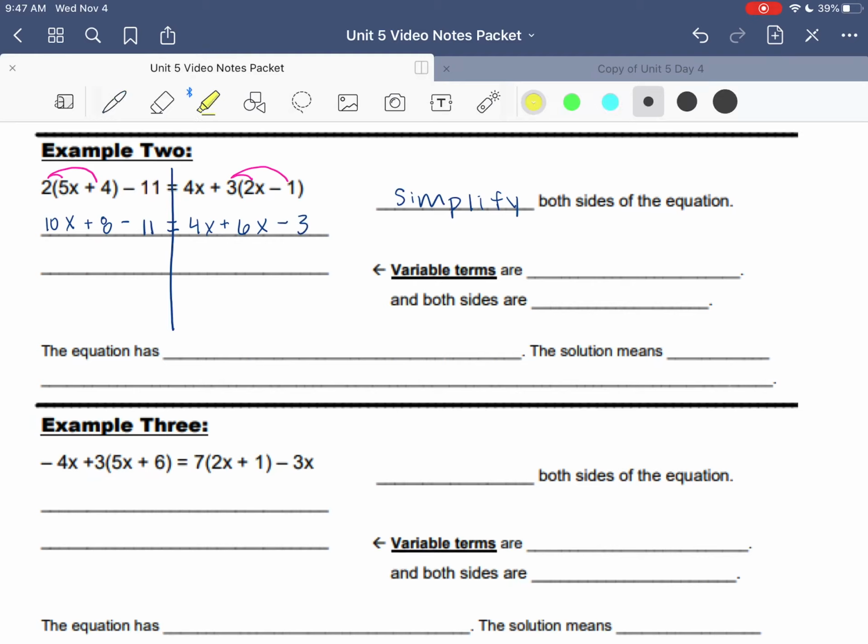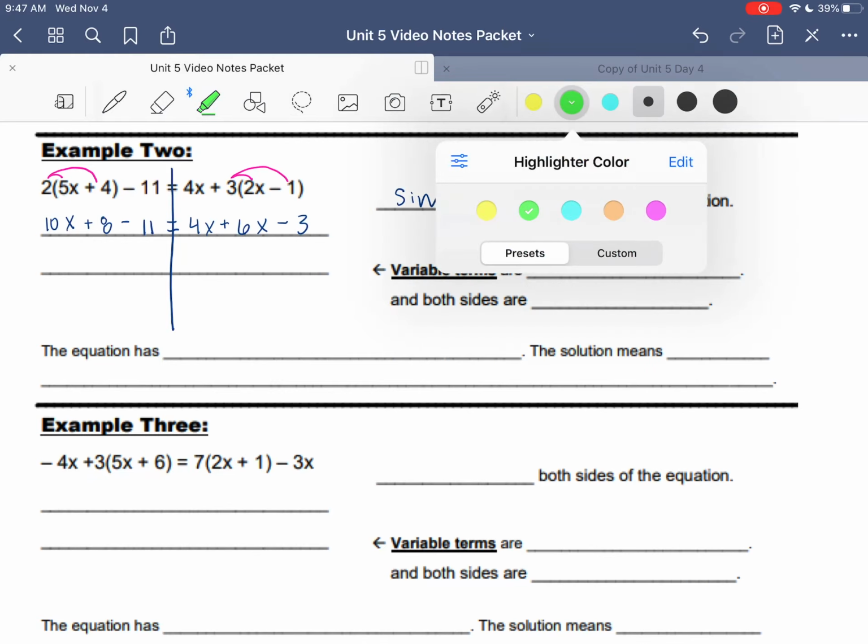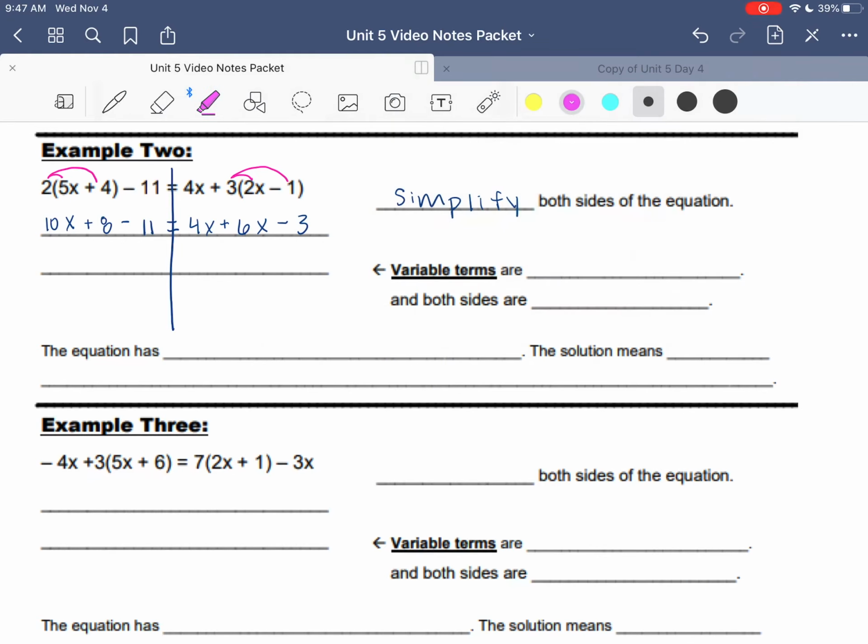And now I notice that I have some like terms. So I'm still not as cleaned up as I'd like to be. On the left side, I notice I have an 8 and a -11 that could be combined. On the right side, I've got a 4x and a 6x. So when we combine on that left side, I've got 10x, positive 8 minus 11 is -3. 4x plus 6x on the right makes 10x. And I still have that -3.